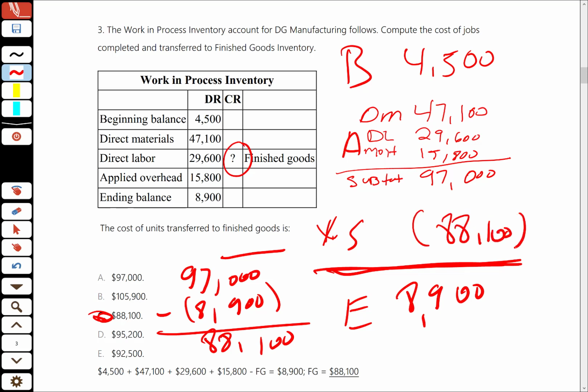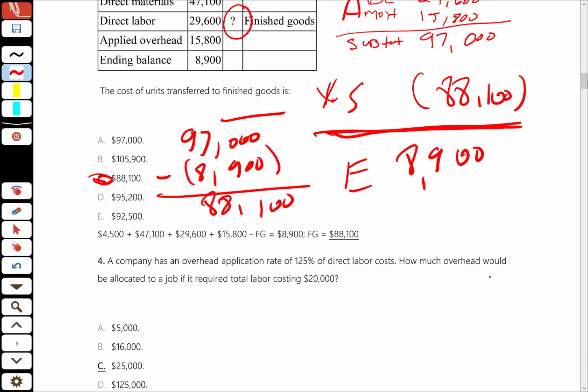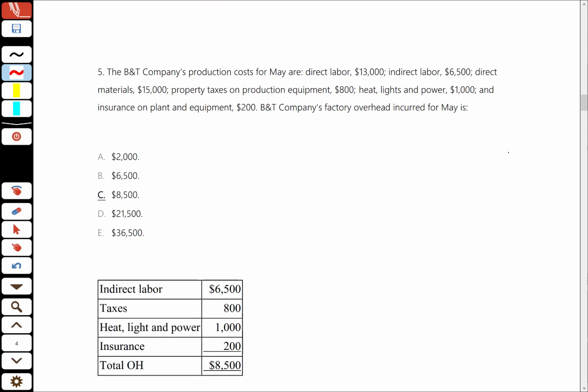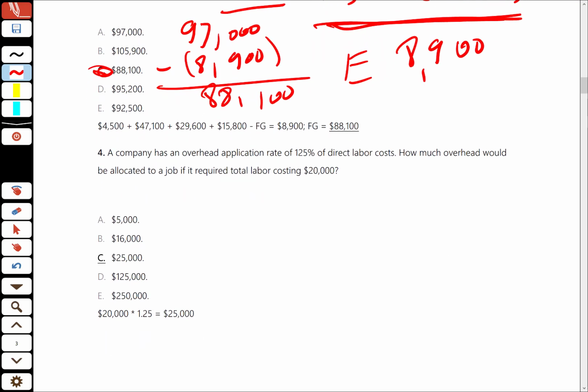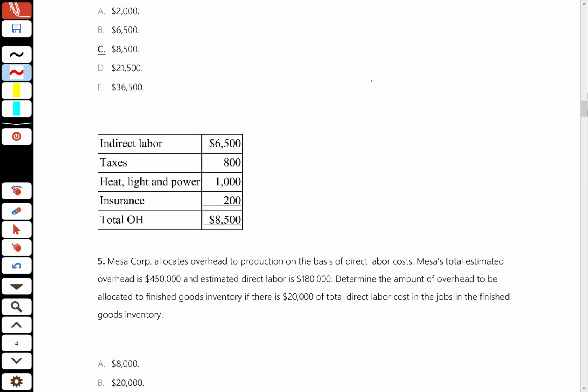Okay, so we've seen enough of those. Let's take a look at applied, over and under applied. A company has an overhead application rate of 125% of direct labor costs. How much overhead should be, and they really should be saying applied, that's a piece of cake. It's the 125% times the direct labor cost, right? Okay, good.